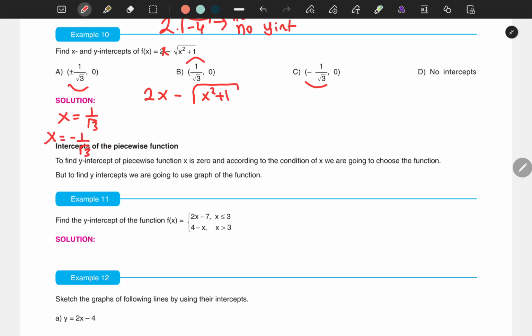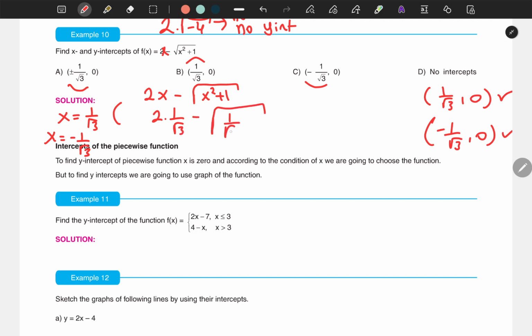Guys, for the x-intercept, if I replace in x, let me write it here. 1 over root 3. If I get 0, it means that it is correct. If I replace negative 1 over root 3 in x and I get 0, it means that this one is true as well. I have to check it, guys. There is no other way. In the calculator, you write it like this: 2 times 1 over root 3 minus 1 over root 3 power of 2 plus 1. Guys, if I replace this in the calculator, I will get 0.